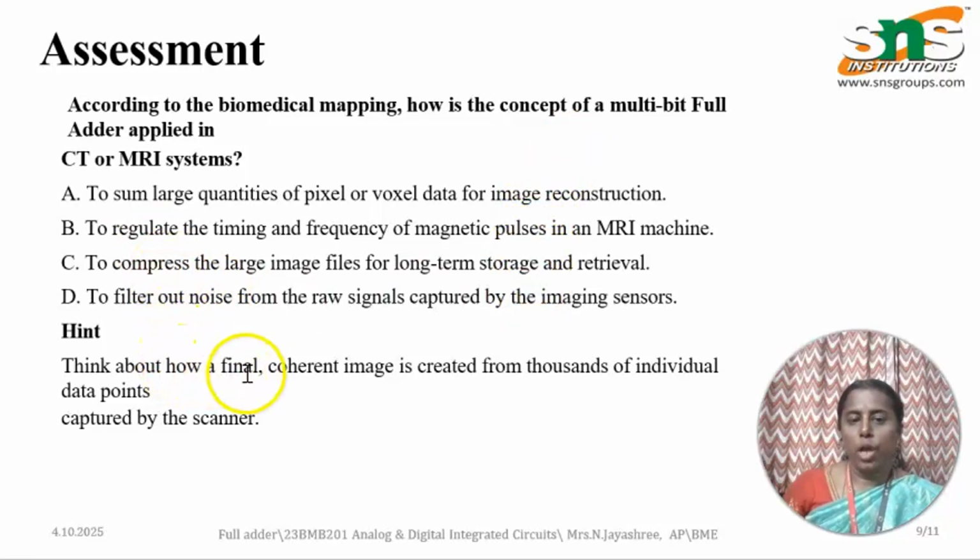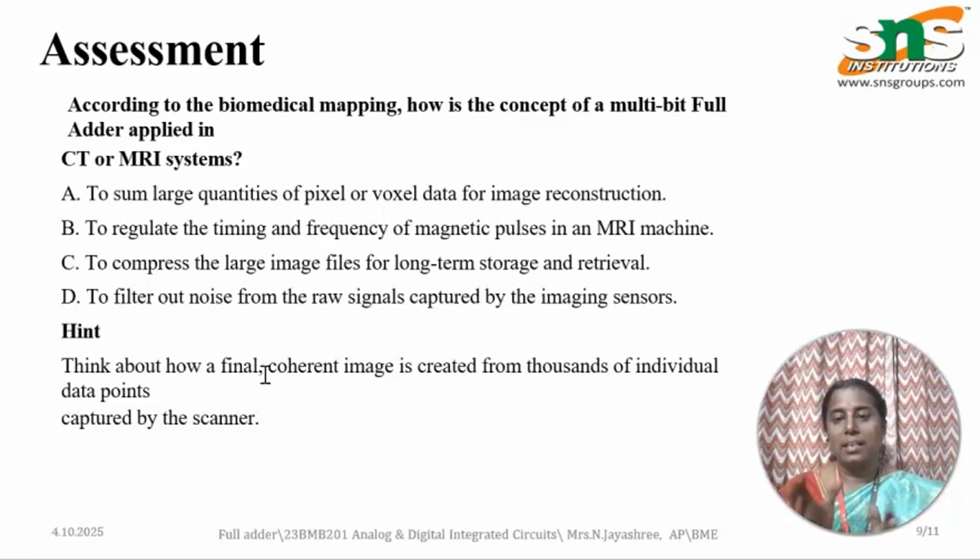Hint: think about how the final and coherent image is created from thousands of individual data points captured by the scanner. In the CT scanner and MRI scanner, thousands of data points are captured by the scanner, so they need to be combined coherently from particular inputs to produce particular outputs. When the patient's value is in an abnormal condition, that comes as the output.